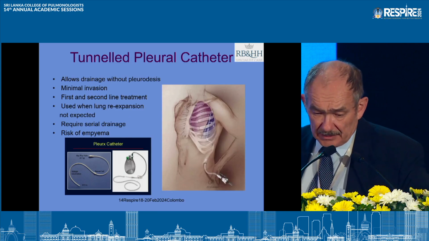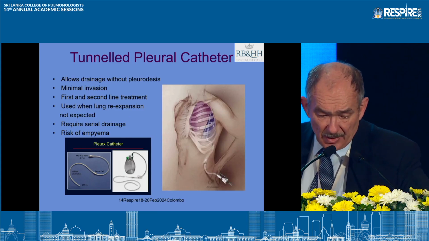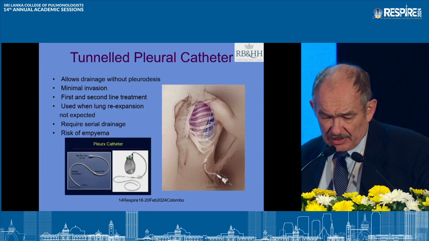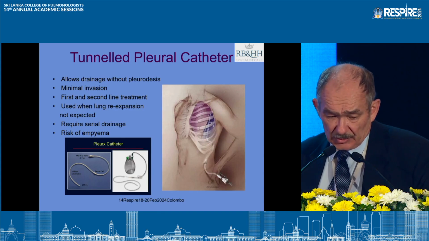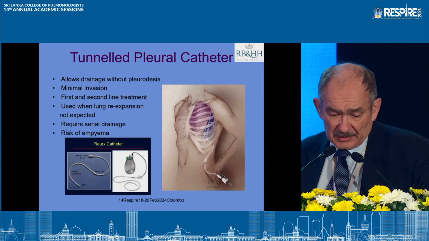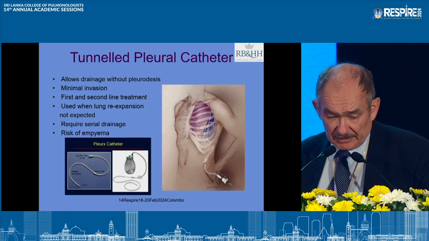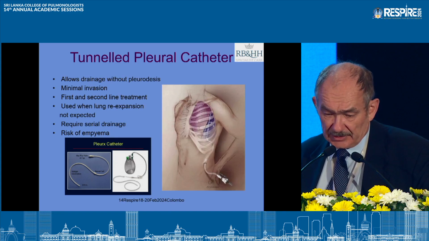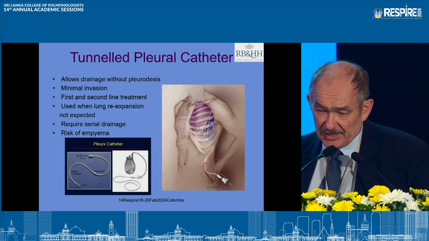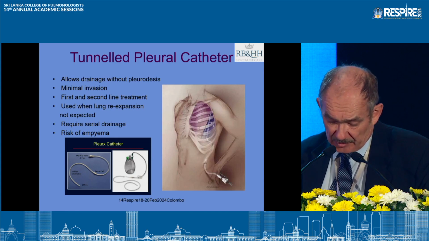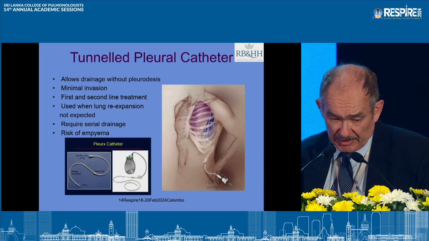An indwelling tunnel catheter is good when fluid has accumulated in the chest and the patient doesn't want to stay in hospital. But it requires serial drainage, and as we've already heard from another speaker today, there's a risk of infection, including dreaded complications such as an empyema in malignant pleural effusion. It's a terrible and difficult to manage complication.